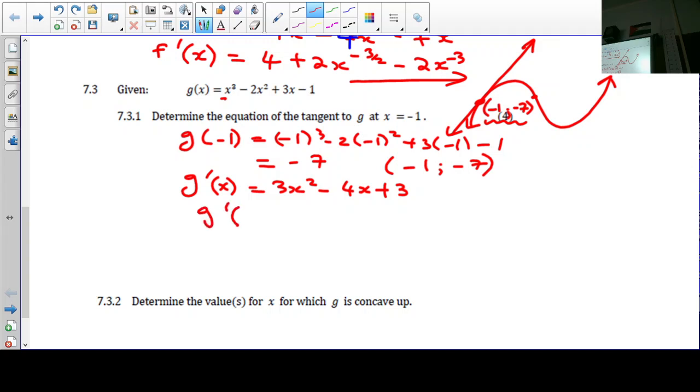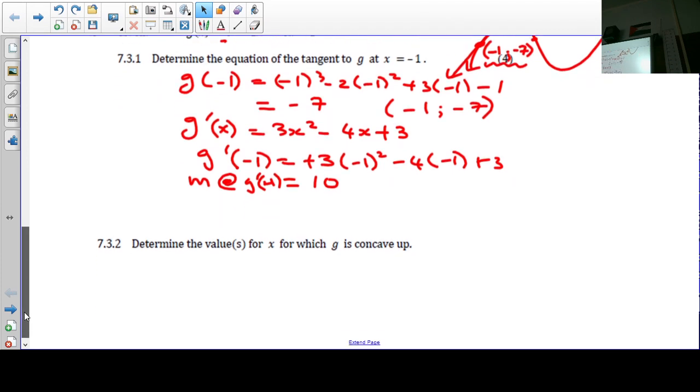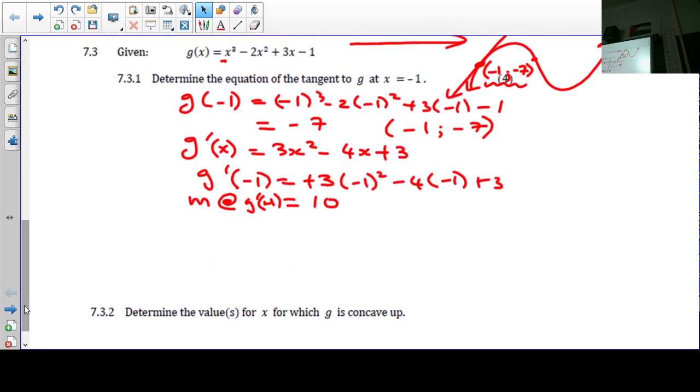So we say g dash of negative 1 is equal to 3 into negative 1 squared minus 4 into negative 1 plus 3. That will give you 3. 3 plus 4 is 7, gives you 10. So the gradient at negative 1 is 10. g dash of negative 1 is 10. Can you see that? So what does that now mean for us? What can be determined from here?